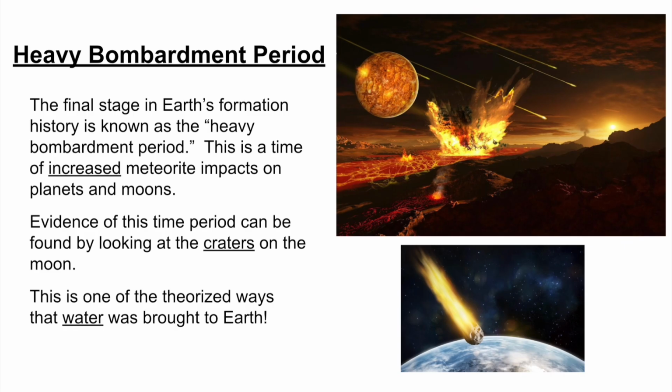So this is a period that is hotly debated in the scientific community, but we can actually see evidence of this time period by just straight up looking at the moon. So we know that the moon had to form first because there's evidence of craters on the moon, as you can see kind of in the sky here. But this would be our last stage of our planet formation.